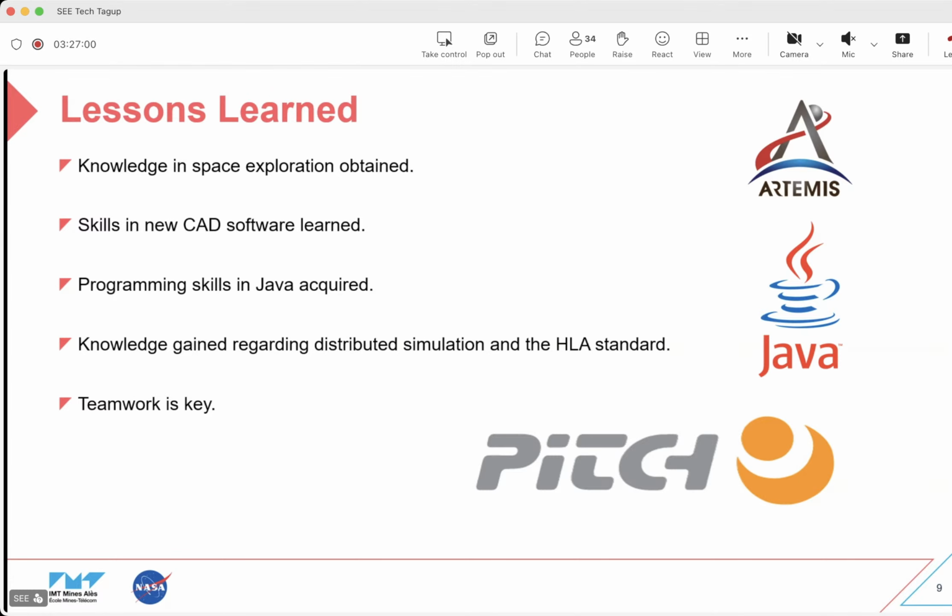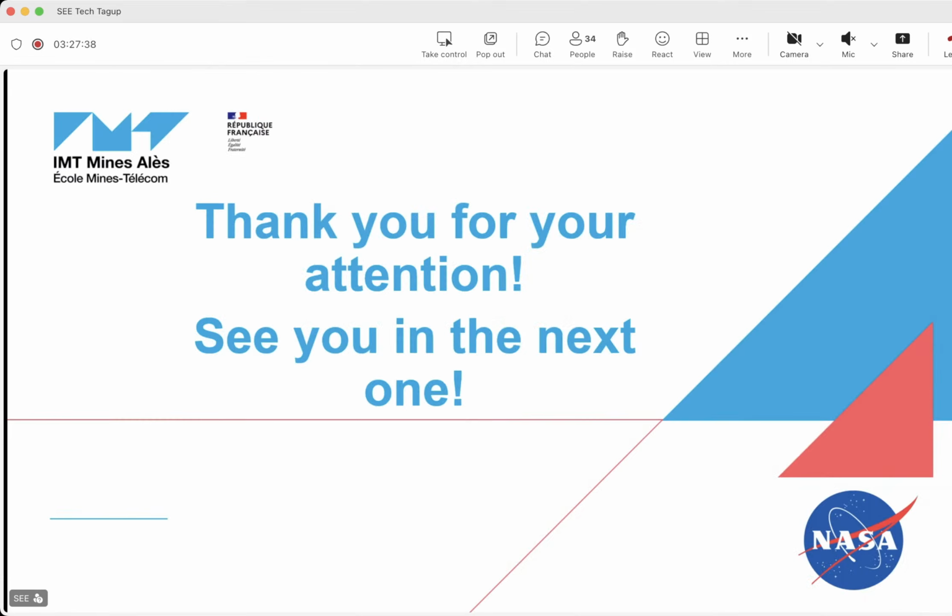Now, for the lessons learned, well, one, they gained a lot of knowledge in space exploration and related knowledge. They acquired new skills in CAD software and additional programming skills in Java. They also learned about HLA and how to implement certain scripts based on the standard, and given that they are across different years, they came to learn how to efficiently work together. Can you go to the next slide, please?